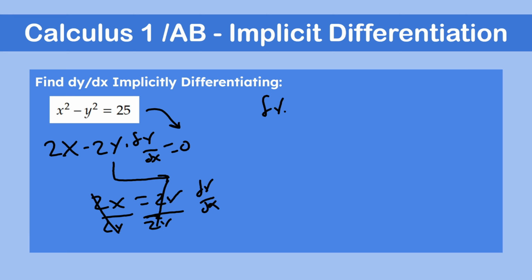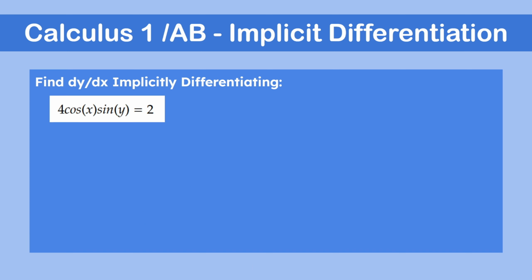So now we have that dy/dx, the derivative of y with respect to x for this function, is equal to x over y. And that's the answer. So now we're going to do something a bit harder, product rule.